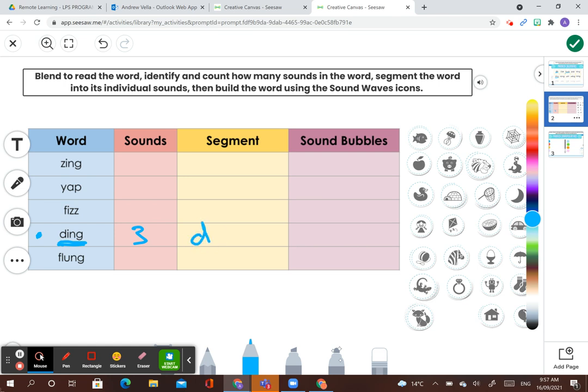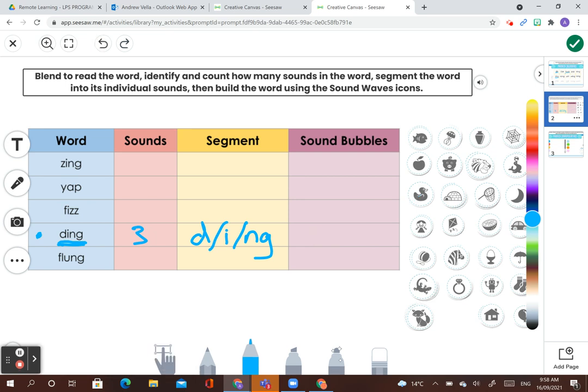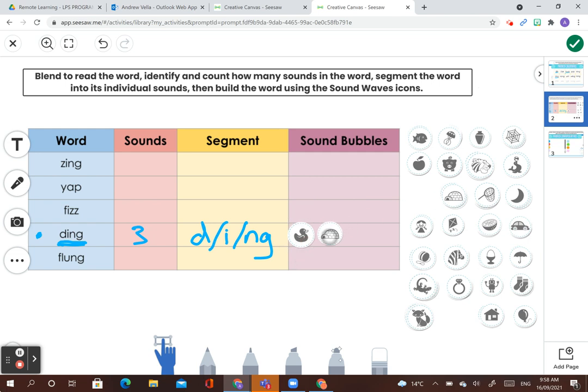So d, using a forward slash to separate the sounds. I, ng, ding. Now when I build it with our sound bubbles, I'm trying to find d for duck. Whoop, wrong icon there. So I've got d for duck, i for igloo.